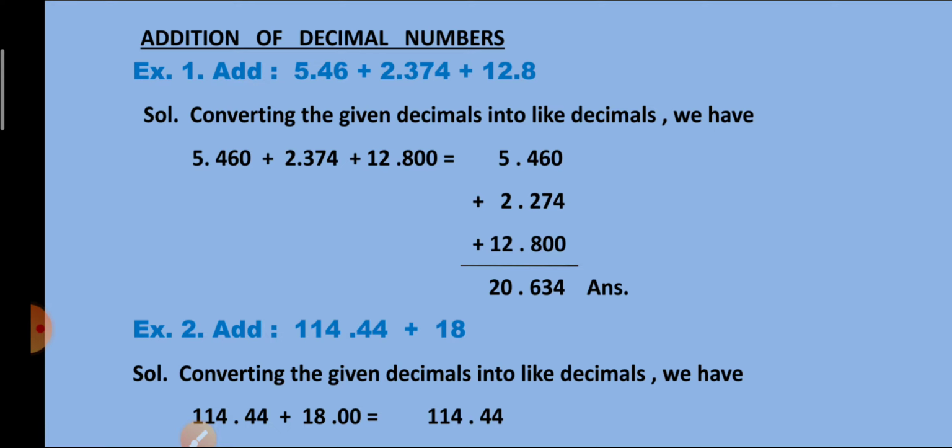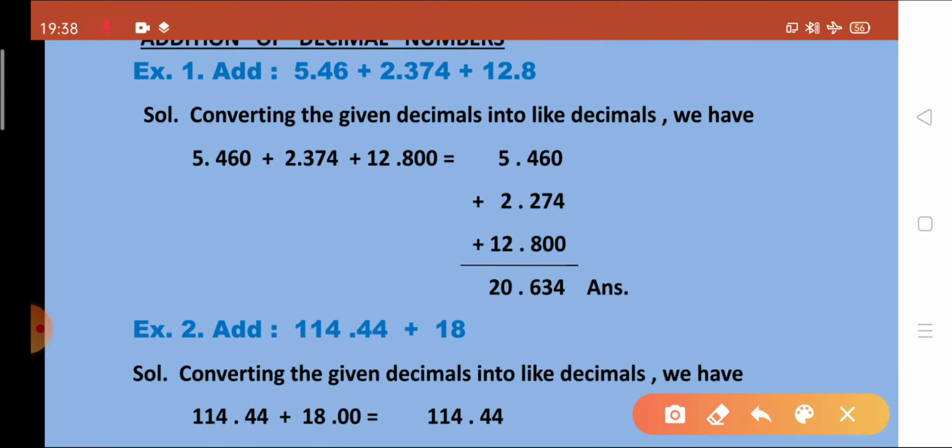So after the decimal point, we have 3 places. In the first case, I have 3 places after the decimal. In the second also I have 3 places, and in the third I also have 3 places. So I have written it like this and added, and you get the number. Fine. Okay, let's do one more, but over here we have a decimal number and a whole number.